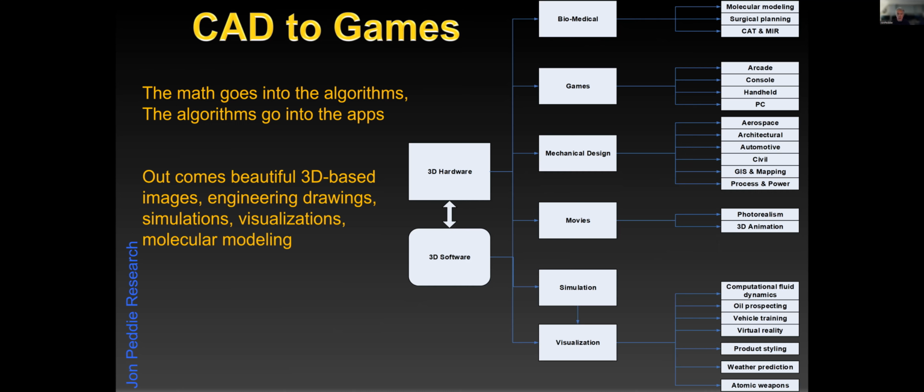And then one box over, you can see the major industries that are involved in this: the gaming industry, movies, simulation, biomedical, etc. That's why I say that computer graphics is just everywhere. It's almost everywhere that you can possibly imagine.